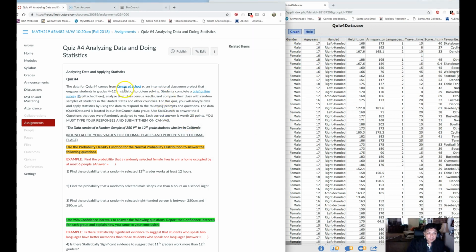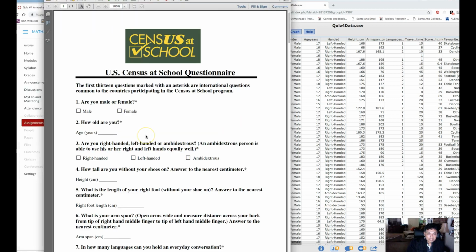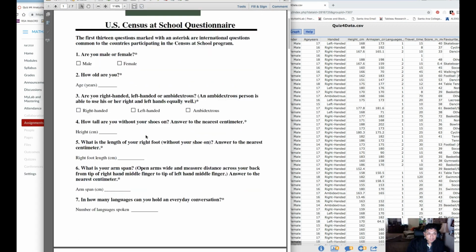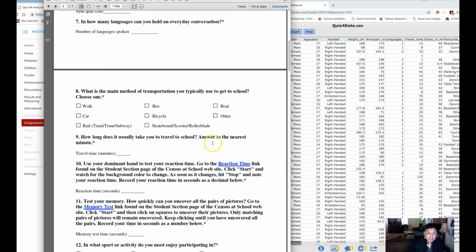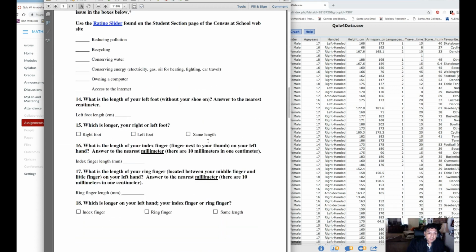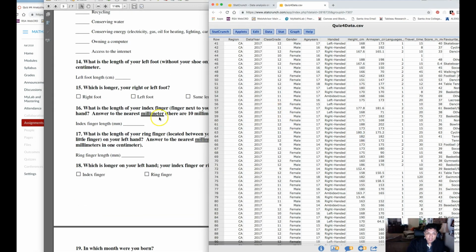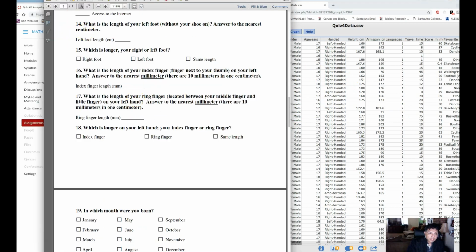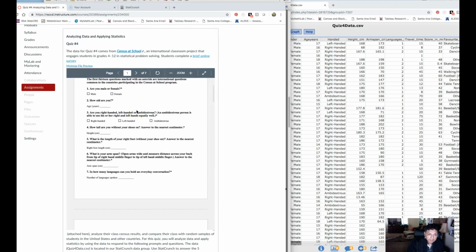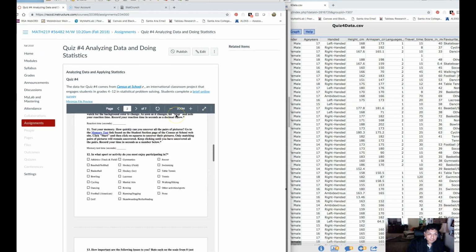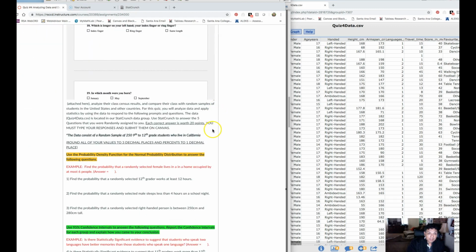This data comes from a website called Census at School, where students go online and answer a survey. You can take a look at the different questions here, and then it gets collected, and schools, teachers, and classes can use that data. These are the answers, and what we end up looking at here are the results for 259 9th through 12th grade students in California. That's the data we're playing with.